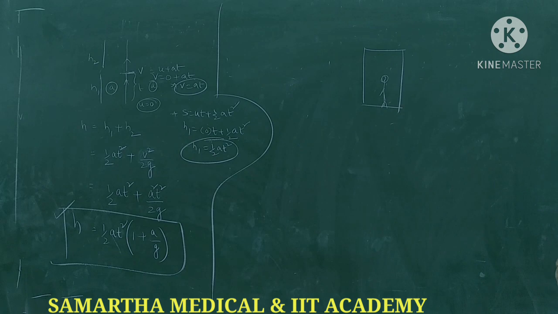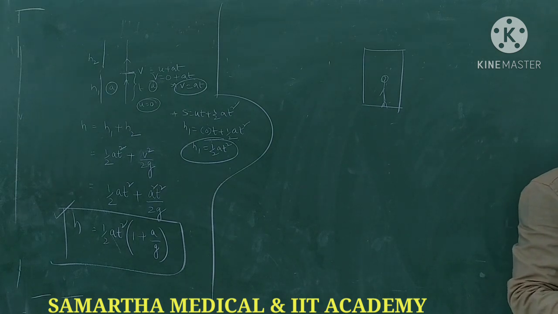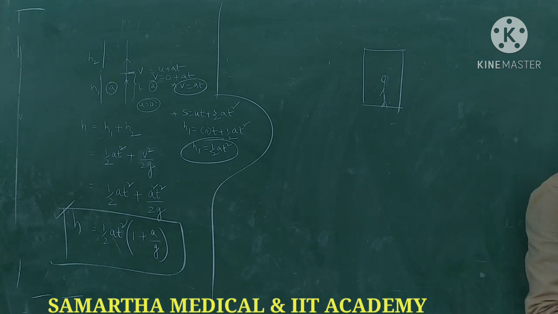Okay, now suppose the lift is stationary. You have thrown an object in the upward direction. What is the time of flight it takes to fall down in the lift? Time of flight is nothing but time taken. Yes, 2u by g.